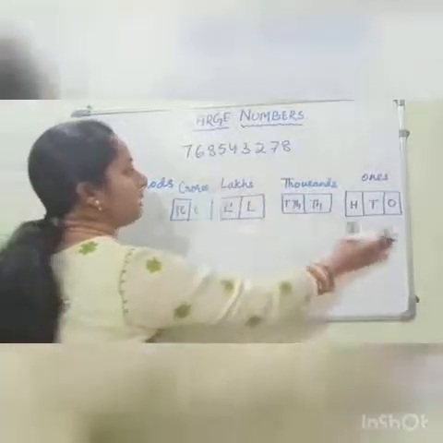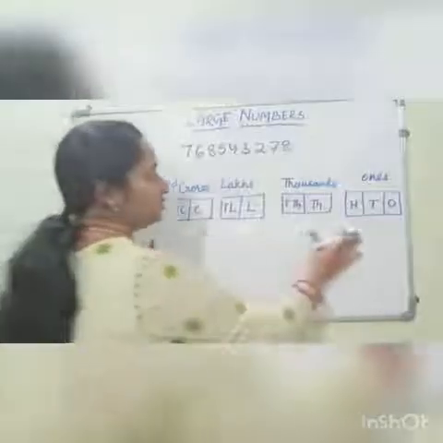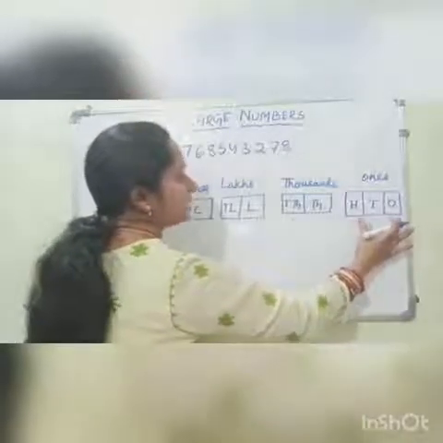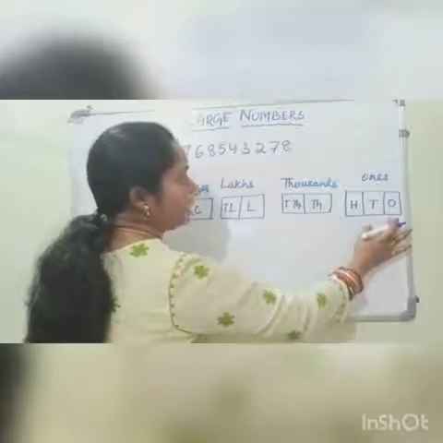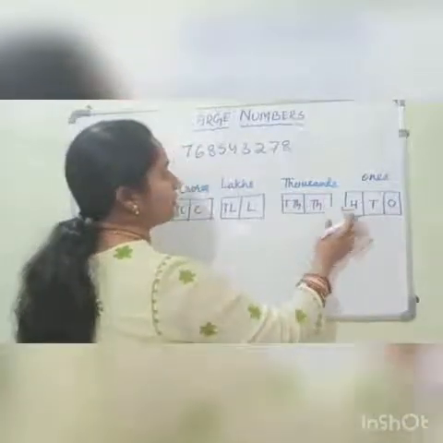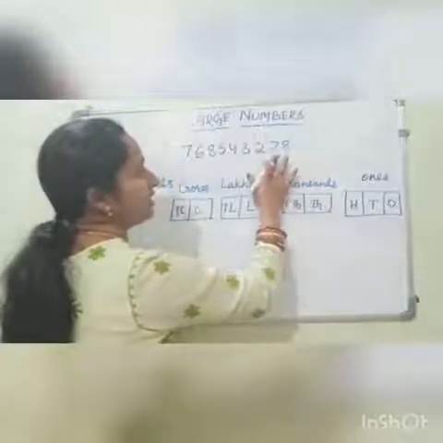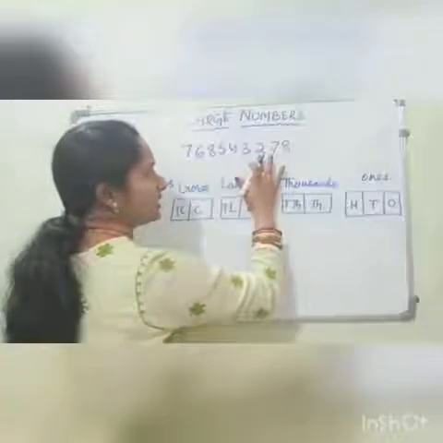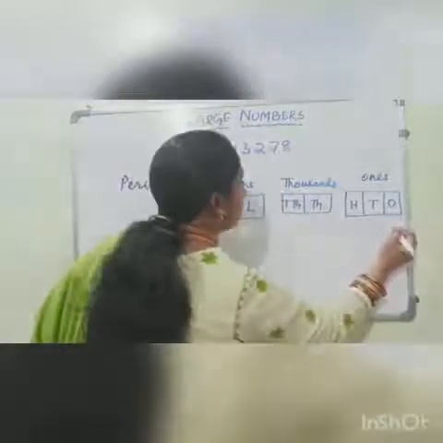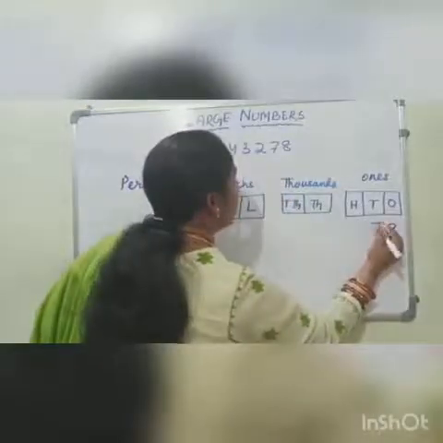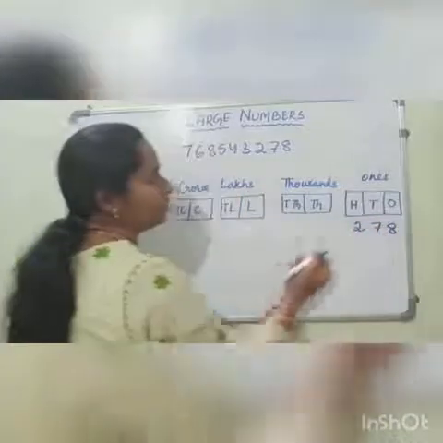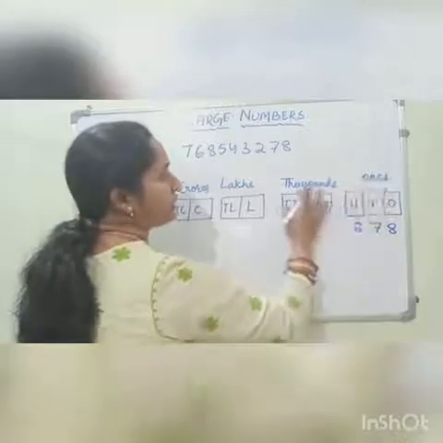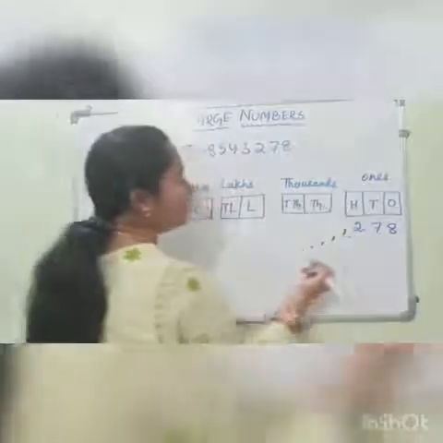What we will do, as per our place value chart, the ones period consists of 3 digits. That is the digit which is present in ones place, tens place and hundreds place. So the ones place digit is 8, tens place digit is 7 and hundreds place digit is 2. So here we will write 8, 7, 2. Then what we will do? Here between the ones period and thousands period we will put a comma.